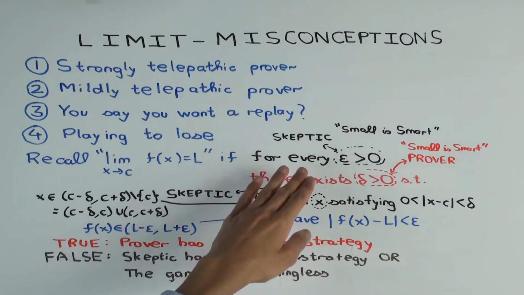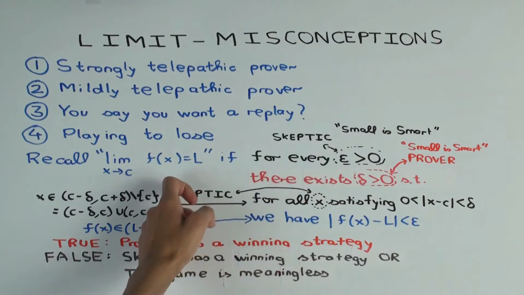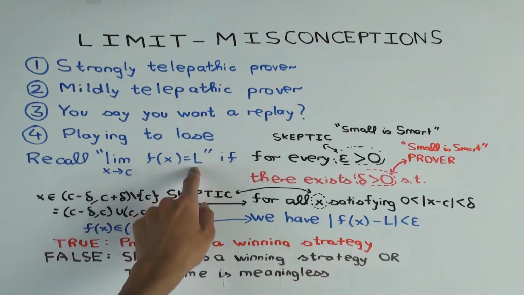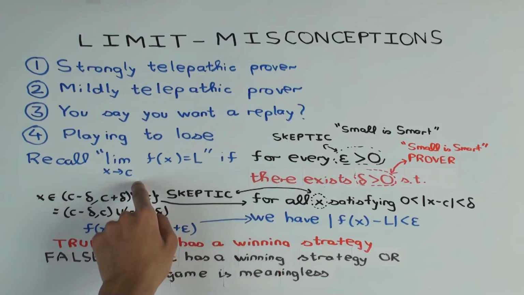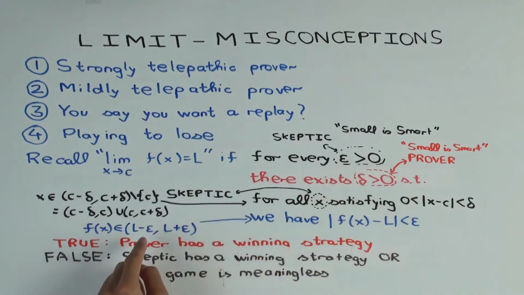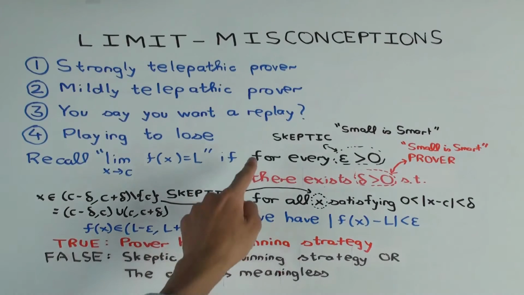What is the skeptic trying to challenge the prover into doing by picking the epsilon? The skeptic is trying to challenge the prover into trapping the function close to L when x is close to c. And the way the skeptic specifies what is meant by close to L is by the choice of epsilon. Okay, so when picking the epsilon, the skeptic is effectively picking this interval L minus epsilon to L plus epsilon.